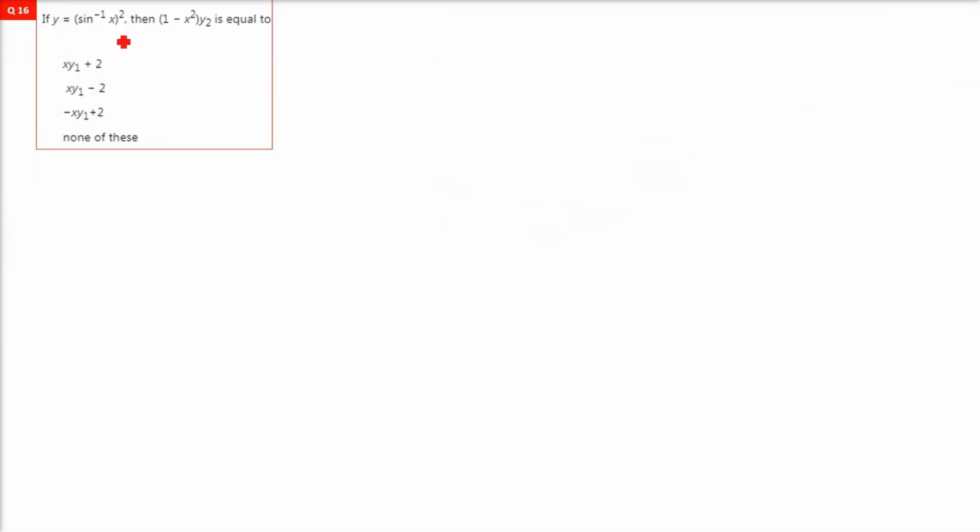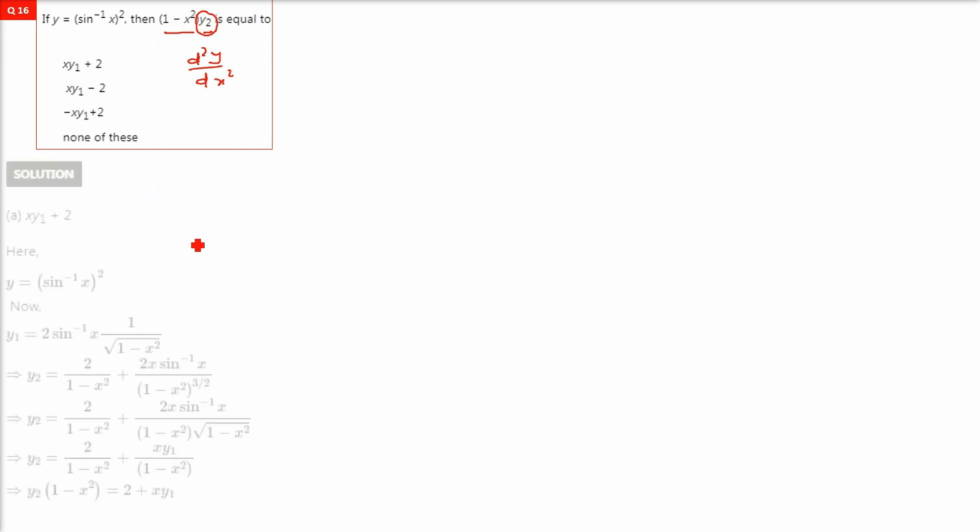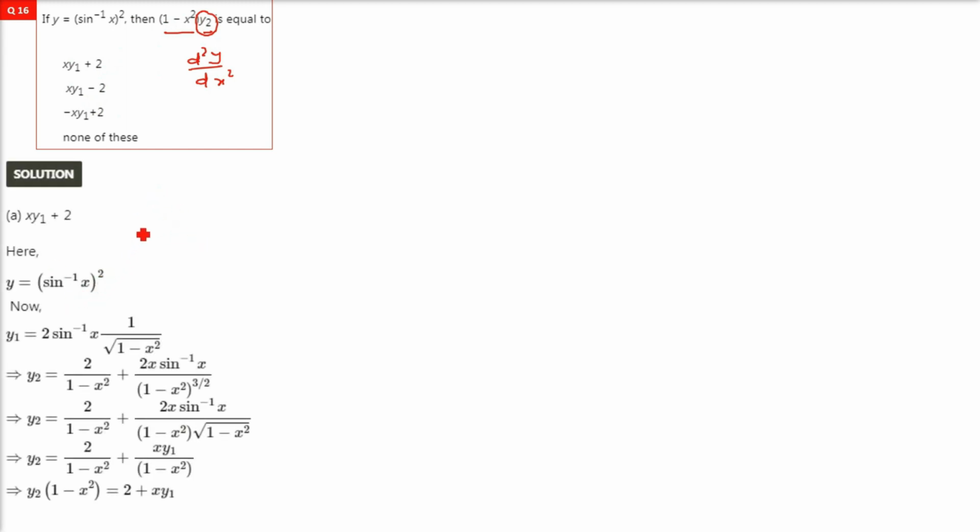If y is equal to sin inverse x to the power square, then 1 minus x square into y2 is equal to, y2 corresponds to d2y by dx2. So we have to do the double differentiation. And what are the options? One of them has to be true. The exercise previously we have completed, we have already done this type of question. For the sake of completion, y is equal to sin inverse x to the power square.